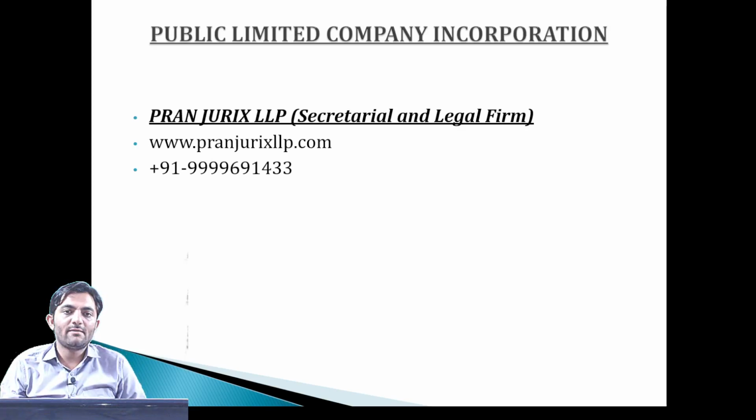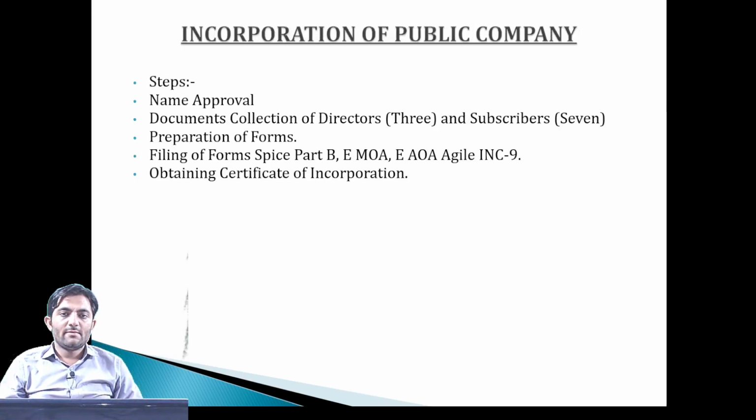Today we are learning how to incorporate a public limited company. First of all, coming to the steps, the first step is name approval. Second step is document collection of director, which is minimum 3 directors, and subscriber, which is minimum 7 subscribers.